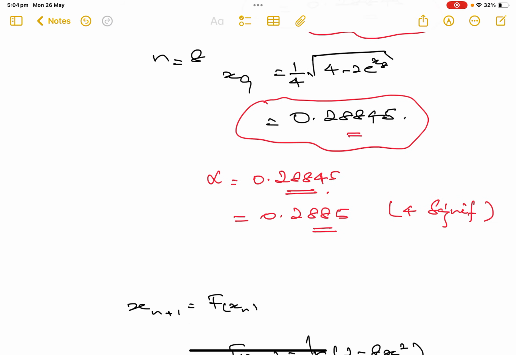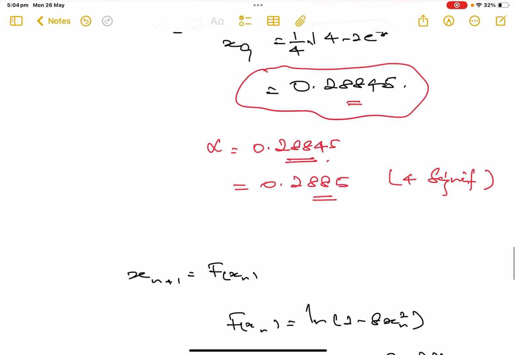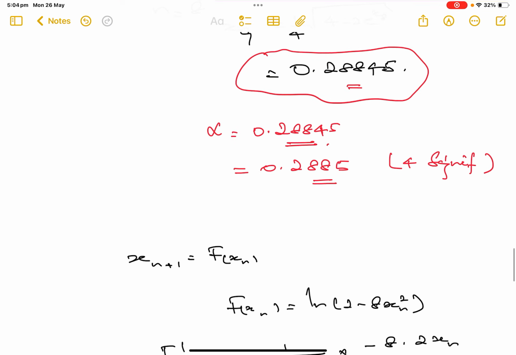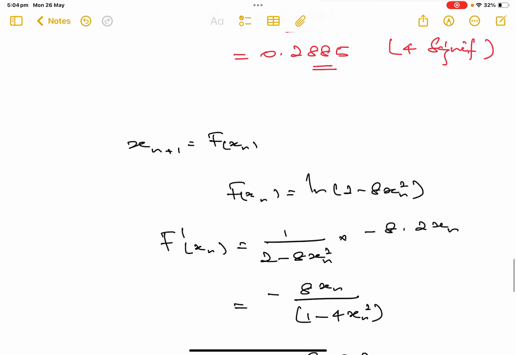So alpha equals 0.28845, but they ask us to give the answer correct to 4 significant figures. So that means the 4, 5 rounds up to 5. So 0.2885. That's the answer.